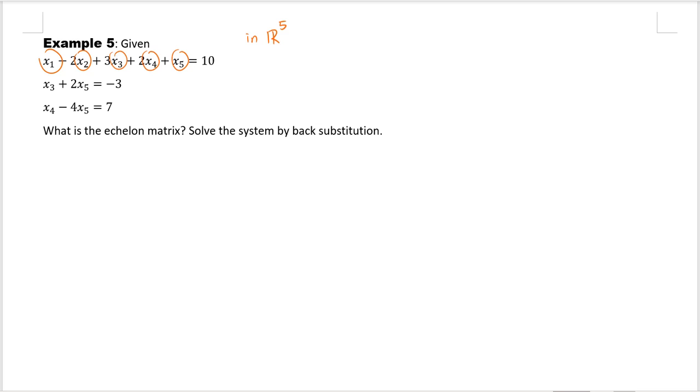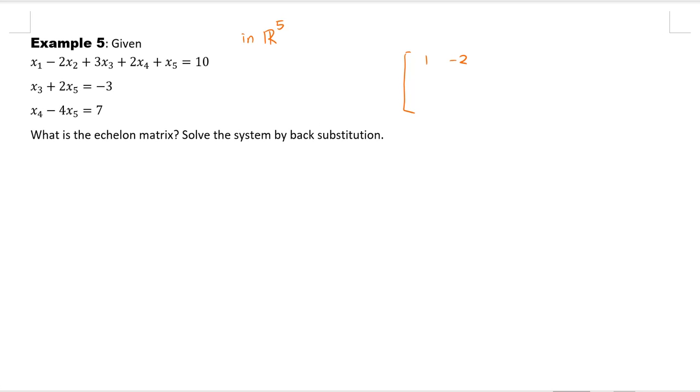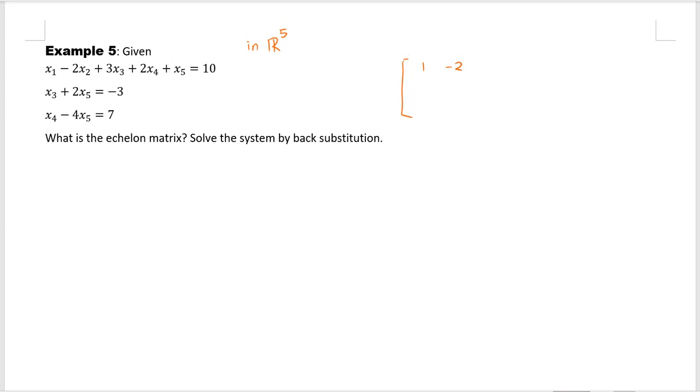So first, let's write down the augmented coefficient matrix. The first one, we have x1 minus 2x2, 3x3, 2x4, x5, and the right-hand side is 10. The next one, we have x3 and 2x5, and -3. And the next one, we have x4 minus 4x5, and 7. So this is the augmented coefficient matrix.